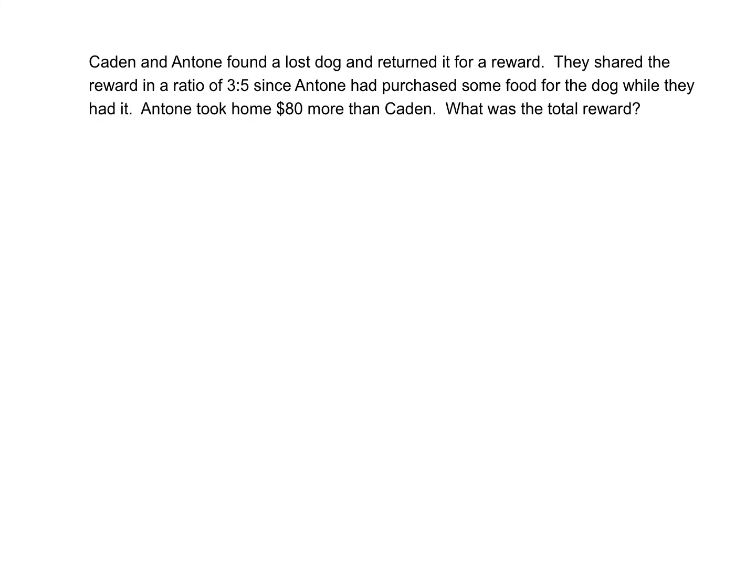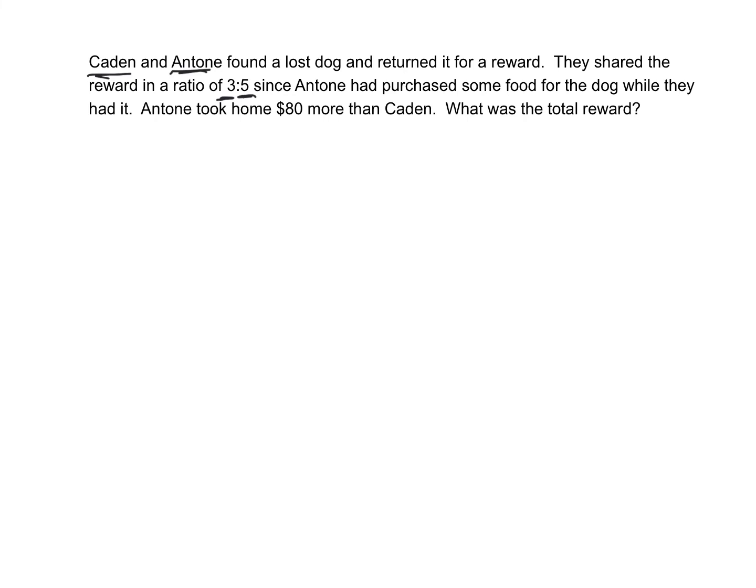Here we have Caden and Antone finding a lost dog and returning it for a reward. They shared the reward in a ratio of 3 to 5 since Antone had purchased some food for the dog while they had it. So if we look at this, we're listed in a ratio of Caden to Antone. So Caden is going to be the first number and Antone's going to be the second number. And then we also have that further explanation that Antone's going to get more because he purchased some food for the dog. We know that Antone took home $80 more than Caden, and we want to figure out the total reward.